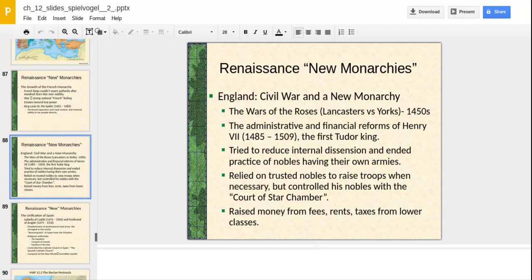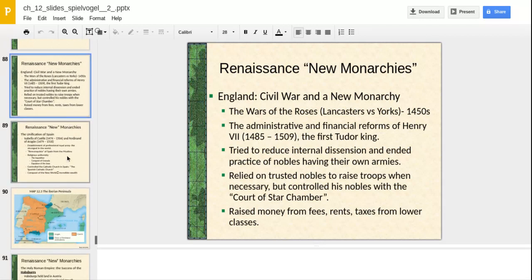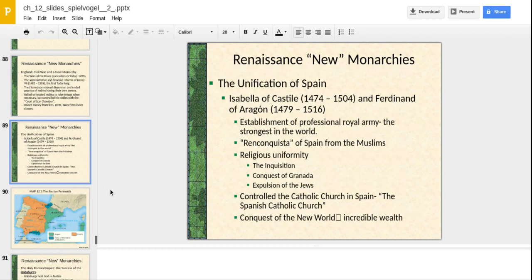But he controlled his nobles with the court of Star Chamber. He raised money from fees, rents, and taxes from lower classes, so he didn't have to lean on the nobles so much, and this gave him power.